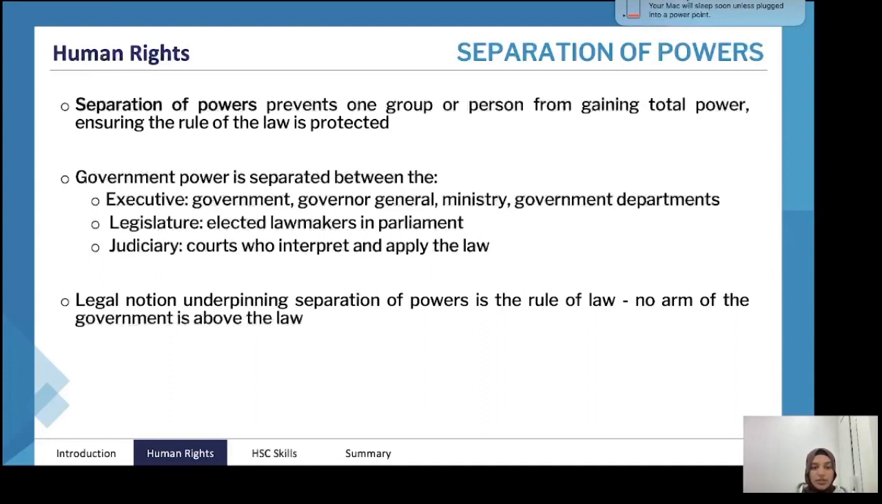So there's a legal notion underpinning separation of powers, which is the rule of law. So there is no arm of government above the law, essentially. No one is above the law, and there's a separation of these powers for a reason, so that they don't all combine together and have unlimited power.